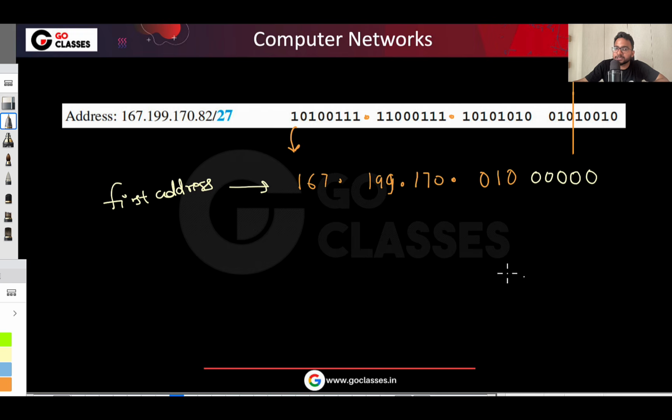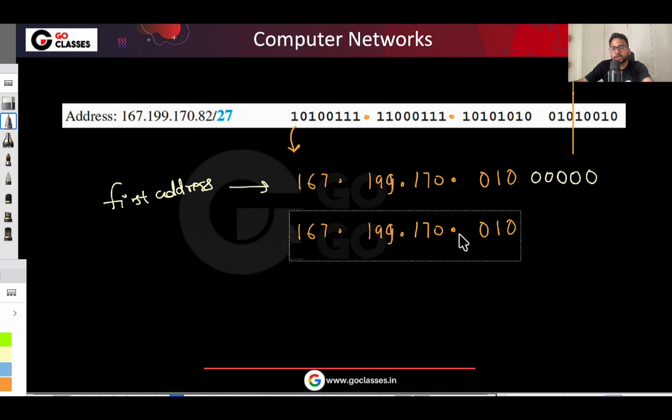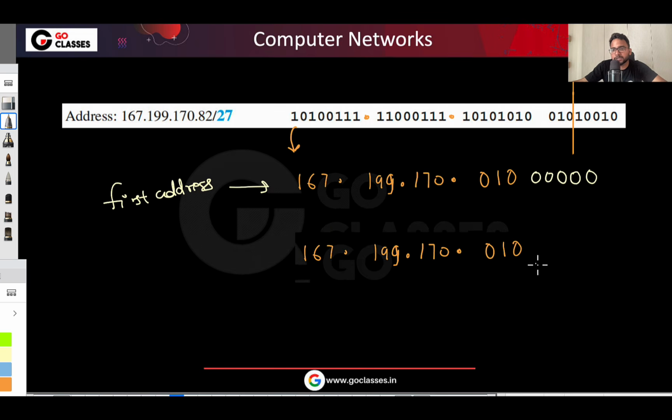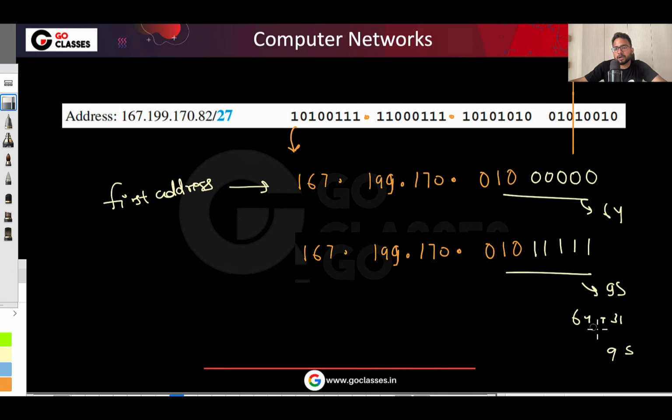So this is the first address. What is the last address in this particular network? For the last address, you keep the network ID as it is, and then you put all ones at the end. So these are the 5 ones. 5 ones means 31. So this is 64 plus 31, which is 95. So basically this is the last address. The last address will be 199.170.95.